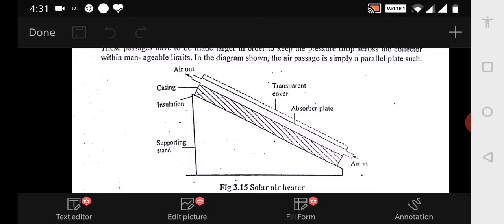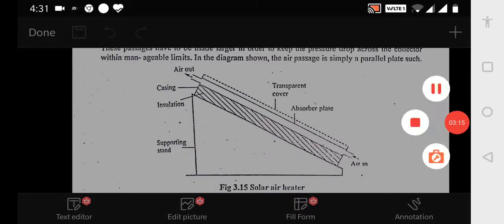You need to provide a transparent glass cover. You need to have an absorber plate, preferably of copper and painted black, so that it absorbs the maximum amount of incident solar radiation. And at the bottom, in order to avoid heat dissipation by conduction, we have provided insulation, so that there is no heat transfer from the bottom of the absorber plate. So this was about solar air heaters.